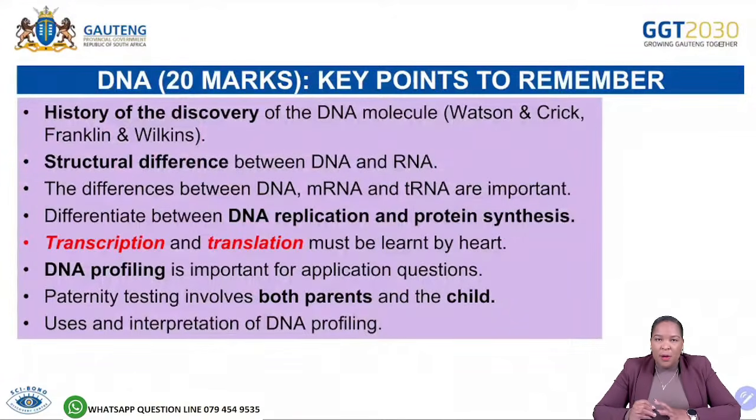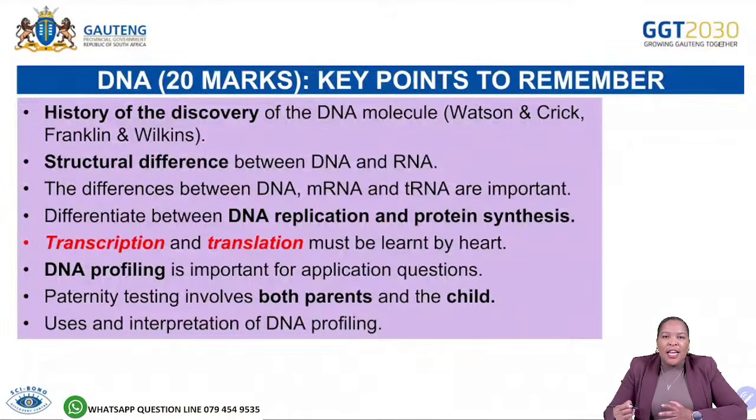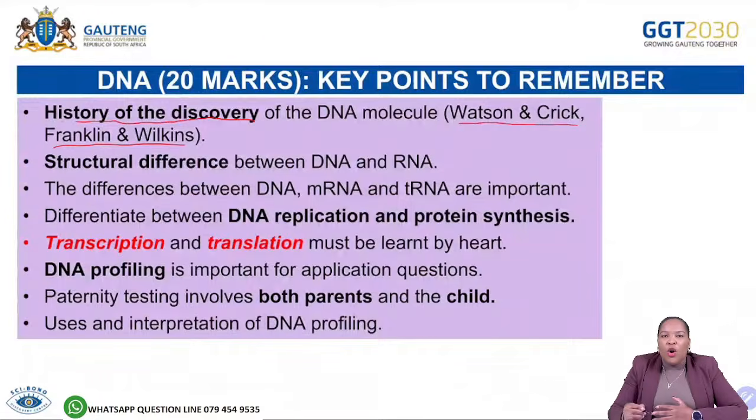Remember for this paper that you are sitting for tomorrow, DNA is going to amount to 20 marks. Now, what are the key points that you need to remember on DNA or nucleic acids? First, you must know the history of the discovery of the DNA. You must know the role that these scientists played: Watson and Crick, Franklin, and Wilkins. Remember, this question may appear in your match column question, in your multiple choice question, so you need to know the years, you need to know who discovered DNA, who took the X-ray pictures, who won the Nobel Prize.